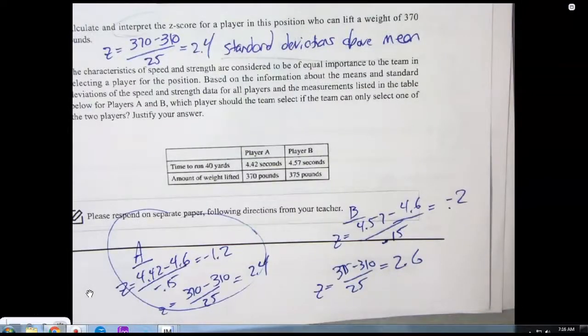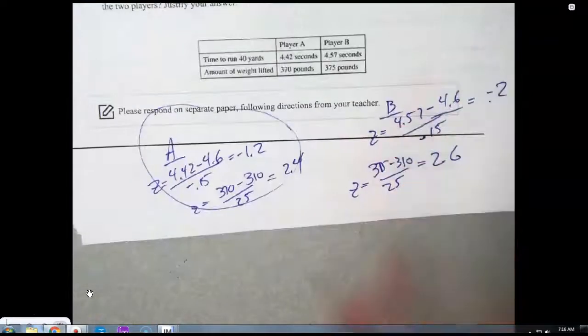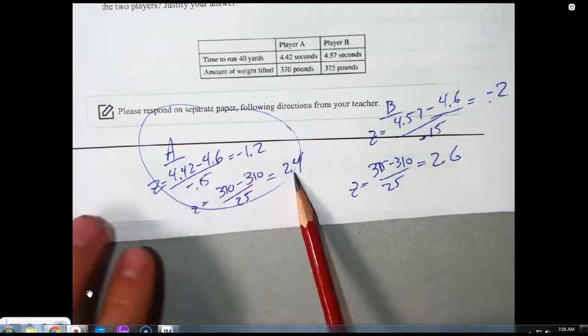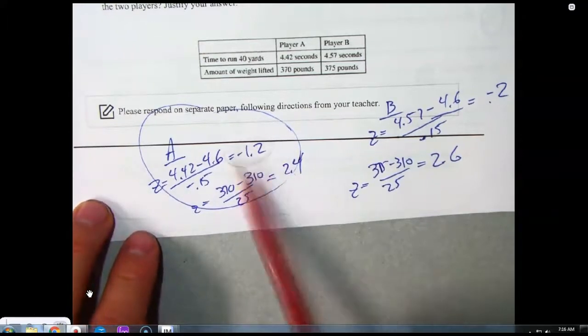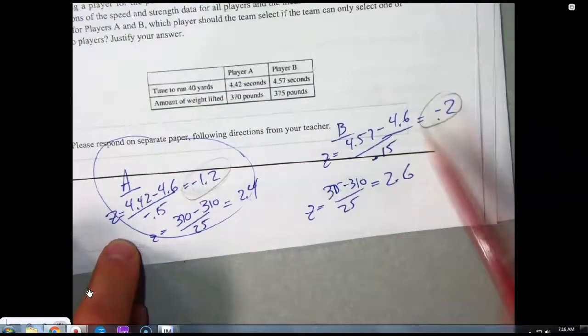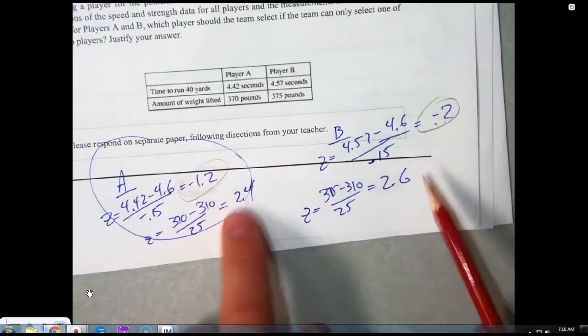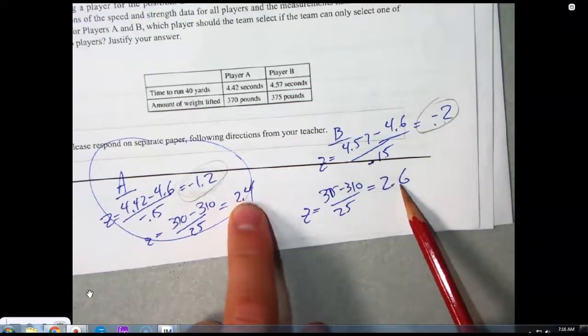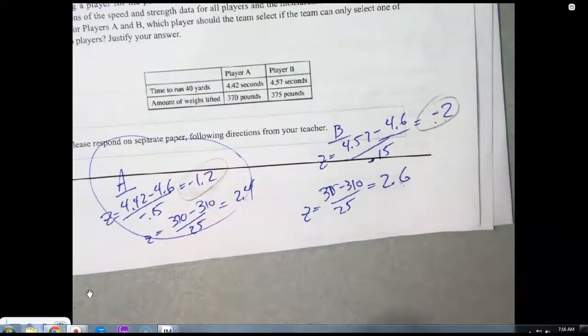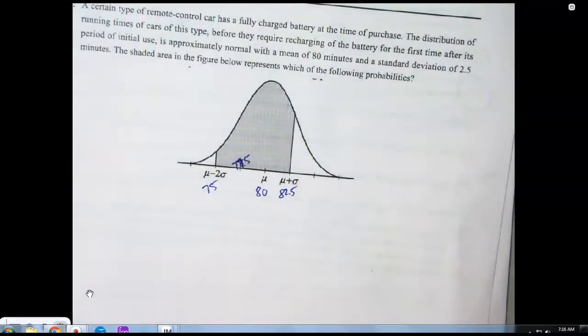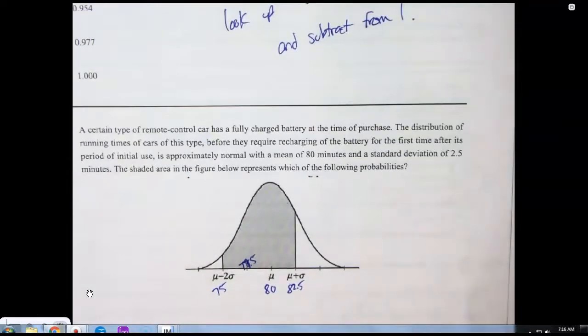And then for part C here, for player A, I found these 2 z-scores. And remember, this is running, so negative is actually better. So for running, player A is a full standard deviation better. And for weightlifting, they're barely worse. So they're much faster, only slightly less strong. And so based on just looking at those 2 things, I would take player A.